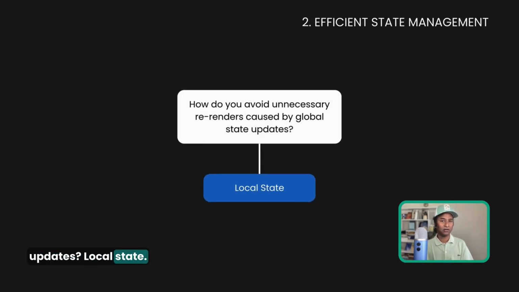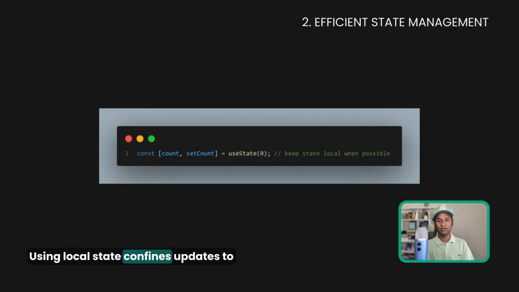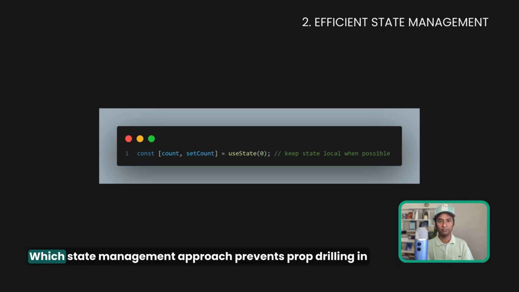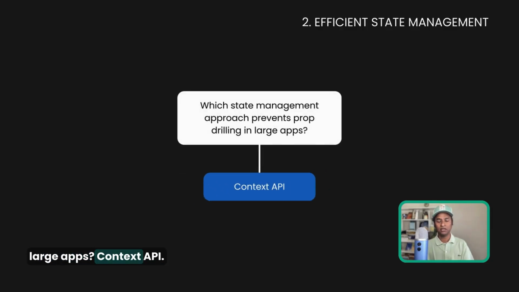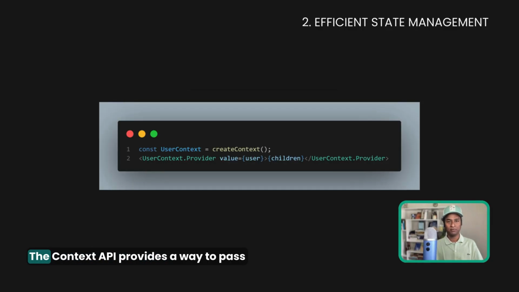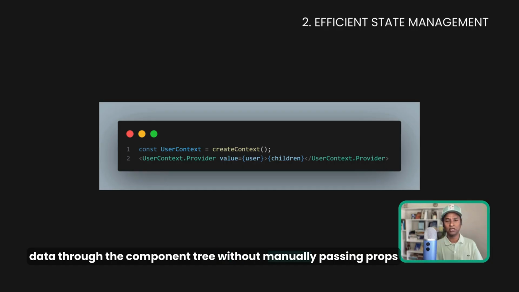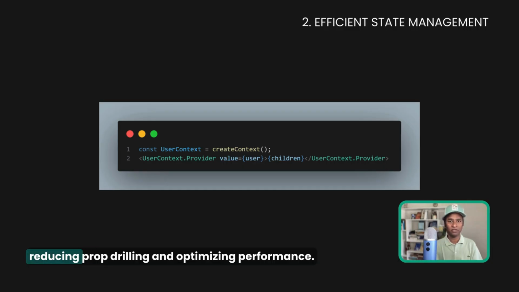Answer: local state. Example: using local state confines updates to the component that needs it, preventing unrelated components from re-rendering unnecessarily. Which state management approach prevents prop drilling in large apps? Answer: Context API. Example: the Context API provides a way to pass data through the component tree without manually passing props at every level, reducing prop drilling and optimizing performance.